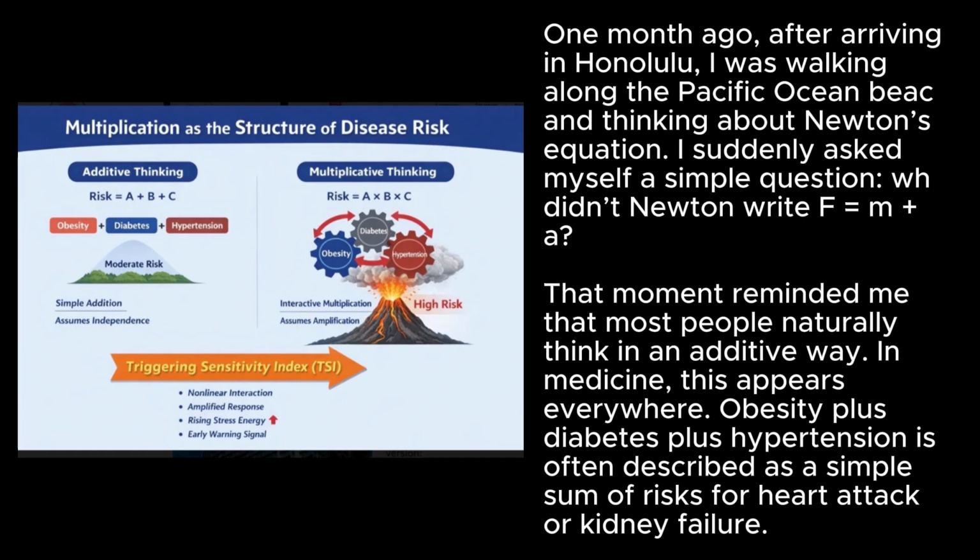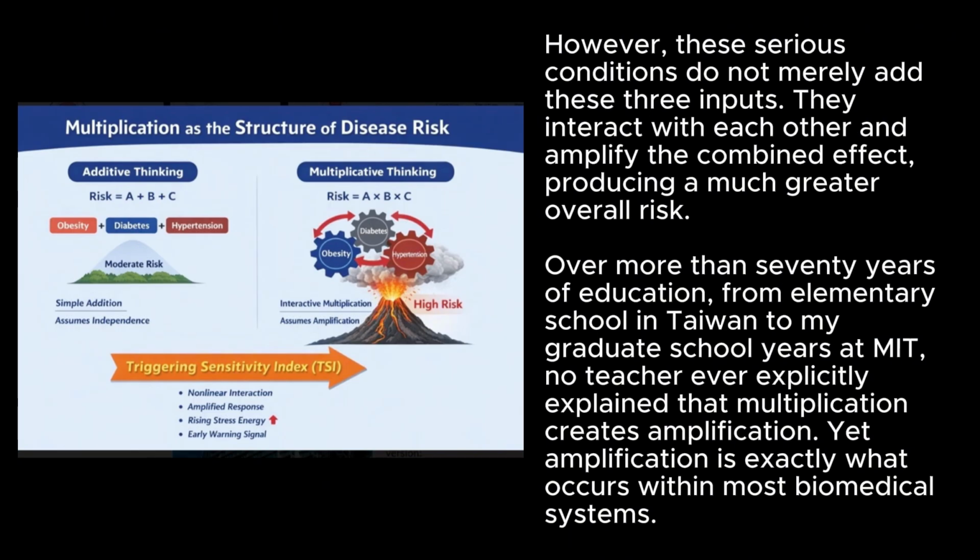One month ago, after arriving in Honolulu, I was walking along the Pacific Ocean beach and thinking about Newton's equation. I suddenly asked myself a simple question: didn't Newton write F equals m plus a? That moment reminded me that most people naturally think in an additive way. In medicine, this appears everywhere. Obesity plus diabetes plus hypertension is often described as a simple sum of risks for heart attack or kidney failure. However, these serious conditions do not merely add these three inputs. They interact with each other and amplify the combined effect, producing a much greater overall risk.